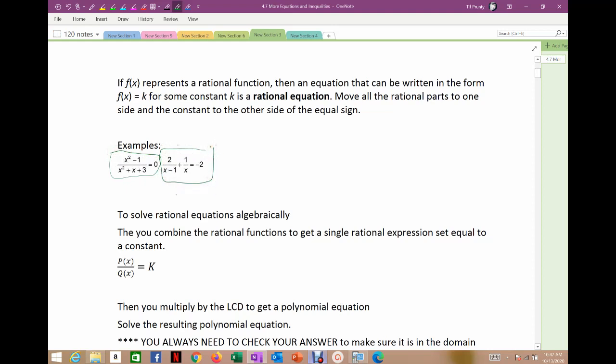The first one is just a single rational function set equal to the constant 0. The second one has two rational expressions: 2 divided by x minus 1, and 1 divided by x, equal to a constant. Those are the types of equations we're going to solve.